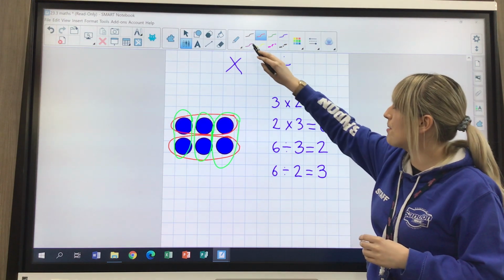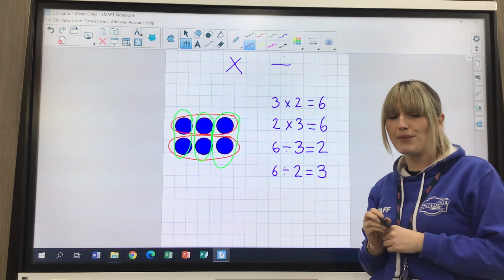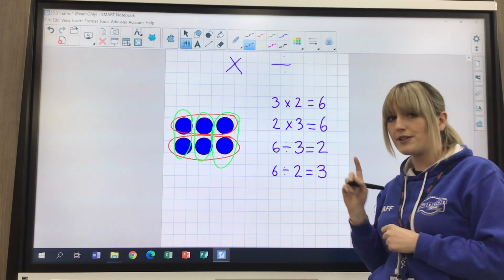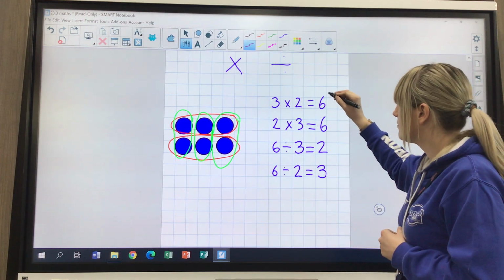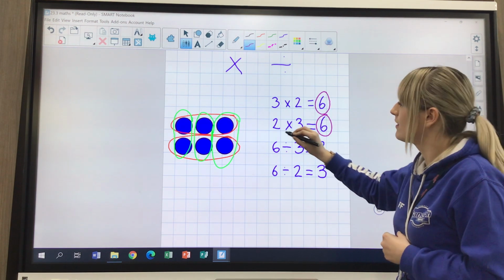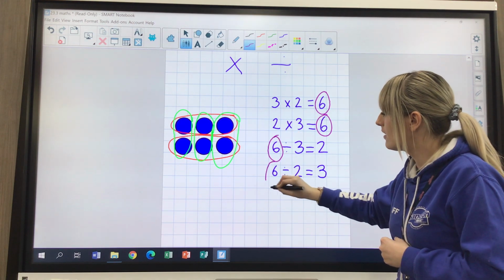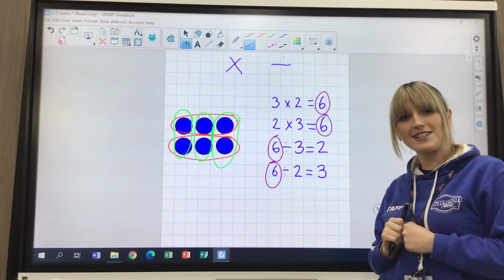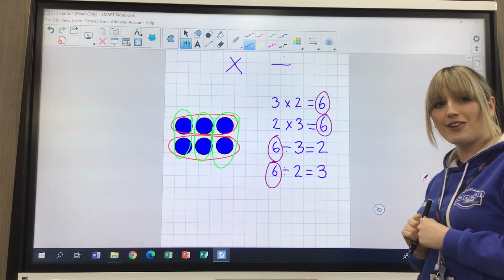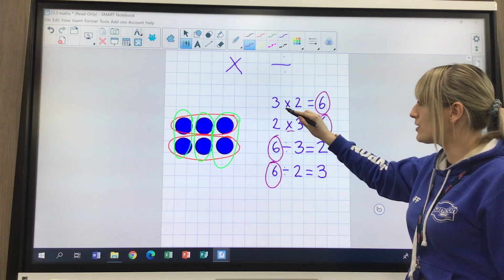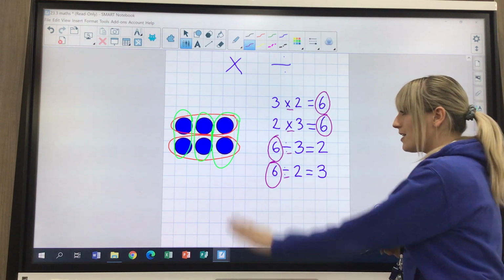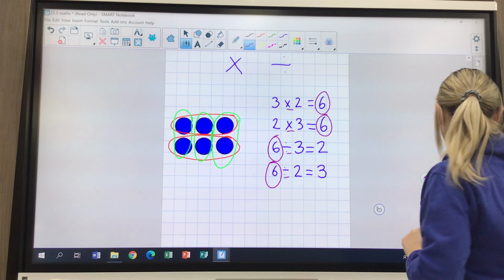Now, I'm going to circle the biggest number. Now, when I'm circling the biggest number, I want you to be a detective. See if you can spot the rule. What do you notice? You might want to pause the video so you can talk it through with your adults. Well done if you know that when we're multiplying, the biggest number's at the end, and when we're dividing, the biggest number's at the beginning. Well done.